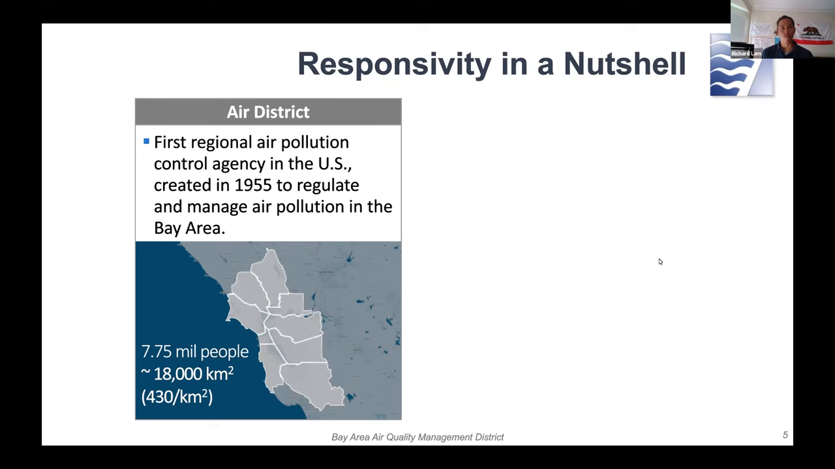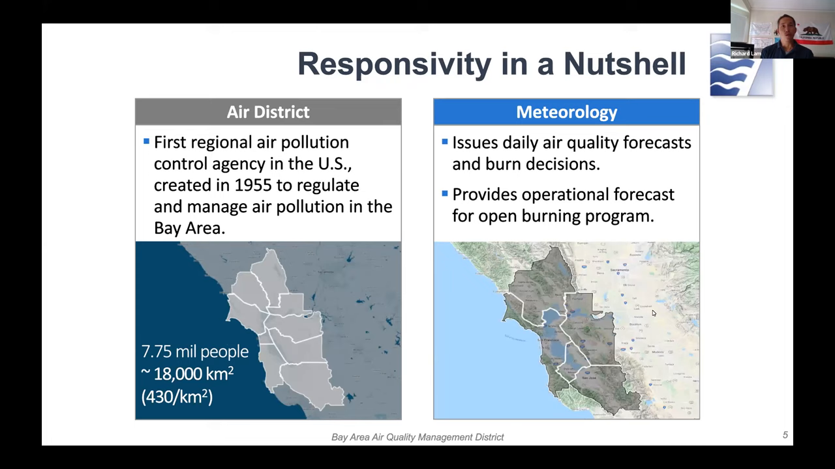And then we issue daily air quality forecasts and burn decisions for the whole Bay Area.